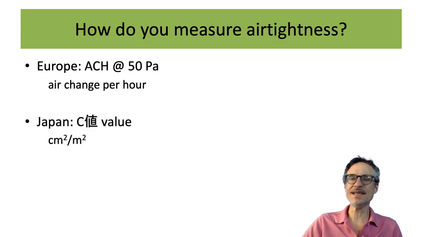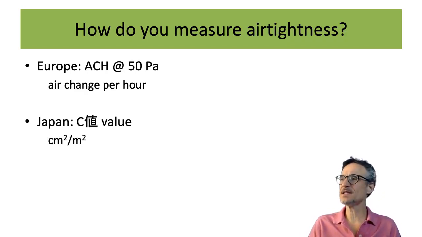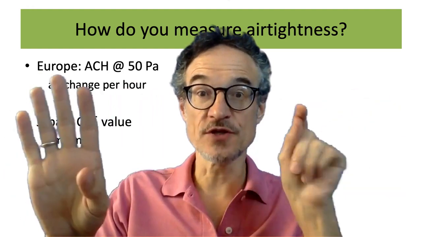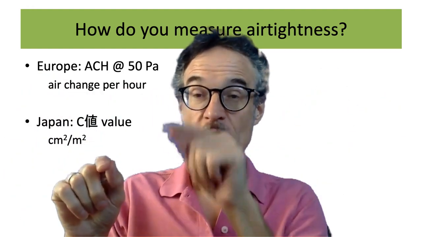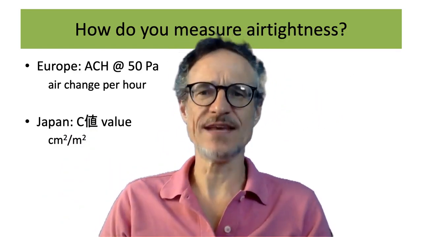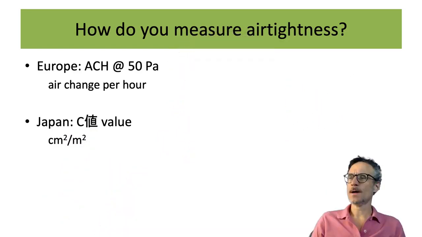Japan uses the C value, the shichi, and this is an idea of square centimeters per square meter. So if you imagine any wall has lots of holes in it, and you add up the area of the holes, this gives you the C value.